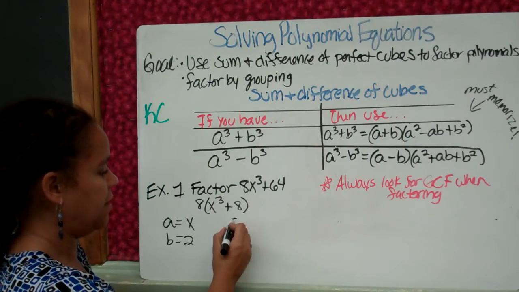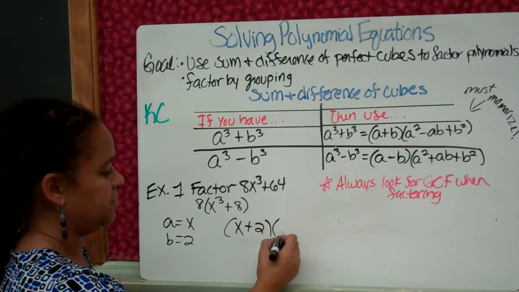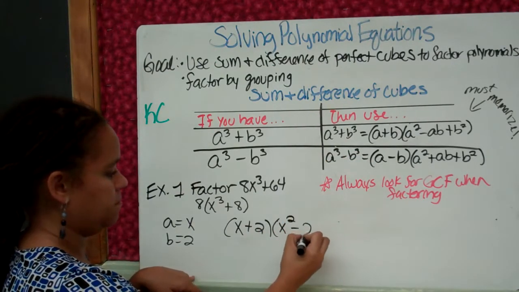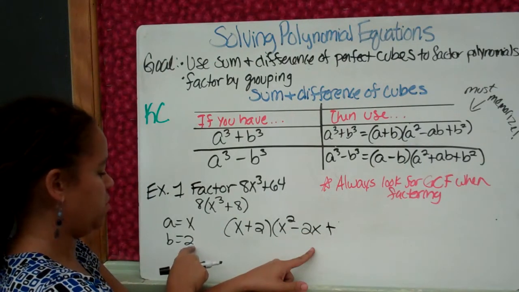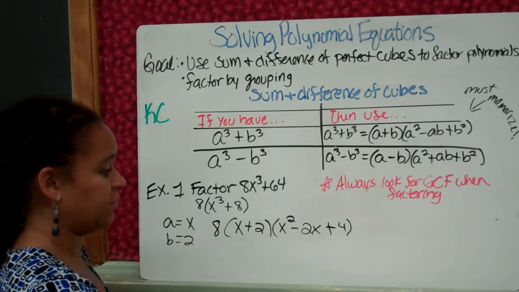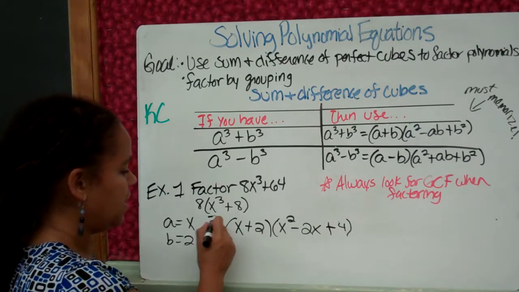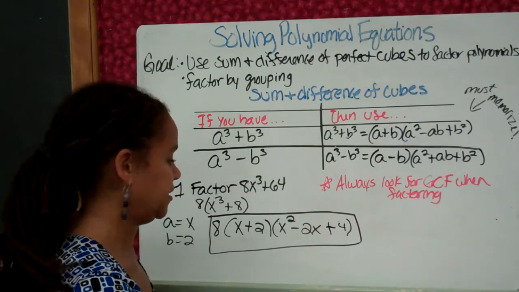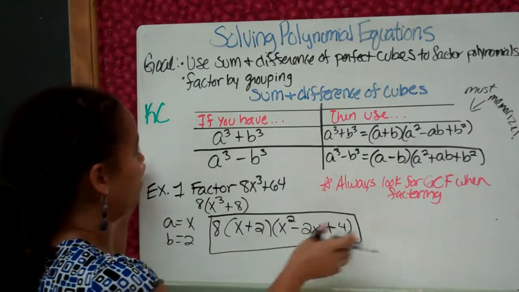Well, it says we should take a plus b, so x plus 2 times x squared minus ab, or ba, plus b squared, 2 squared, which would be 4. And don't forget, we have to keep the 8 on the outside. That's all we really have to do, is plug it in, and don't forget, if you factor out a GCF, you need to add it back into your final answer. All right, let's look at the next example.